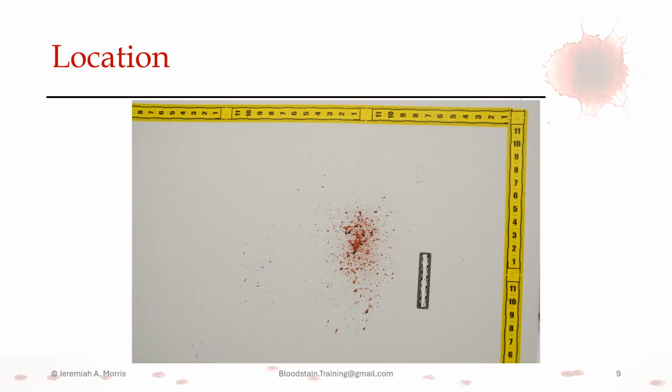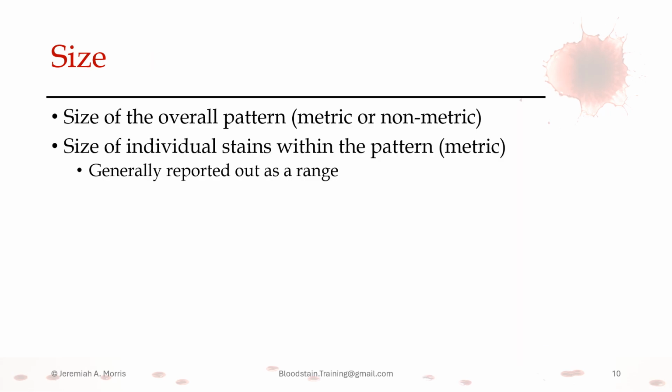So also when we deal with location, we're also looking at vertical versus horizontal. We're going to use this particular pattern here for some of the other types of features. Here we've got a pattern that's going to be on a wall. So besides the location, the next area of features that we're going to discuss is the size. Now size can be broken down into two different areas. We can have the size of the overall pattern as well as the size of the individual stains within that pattern.